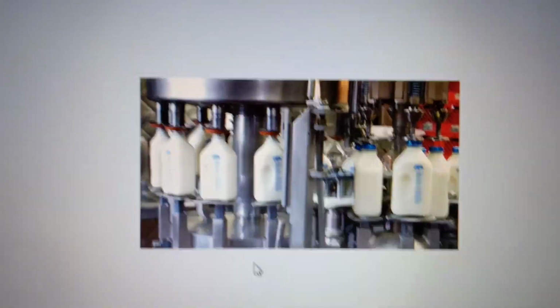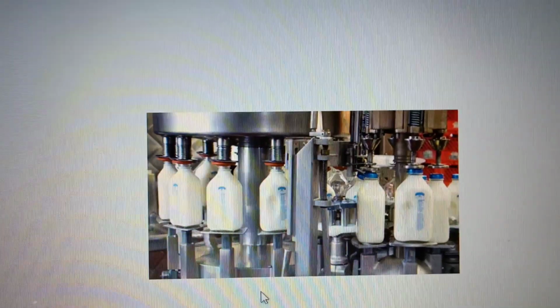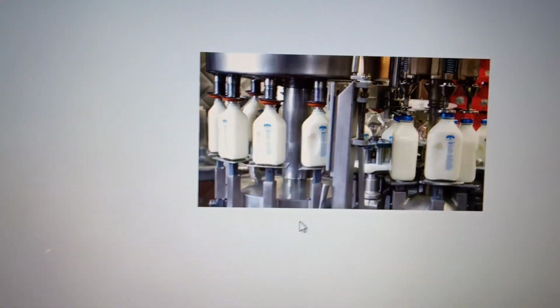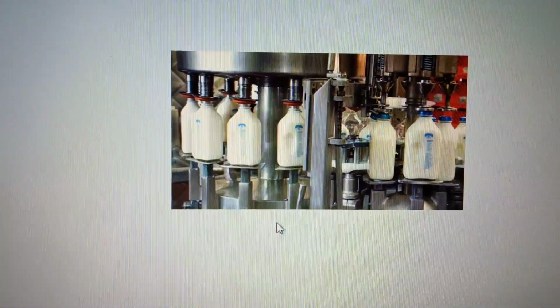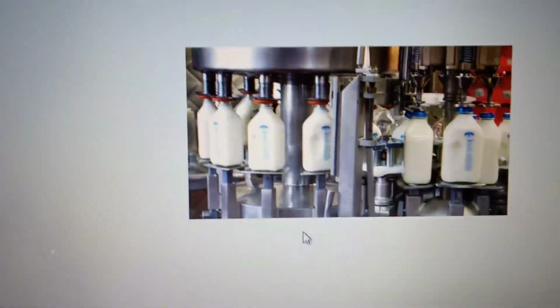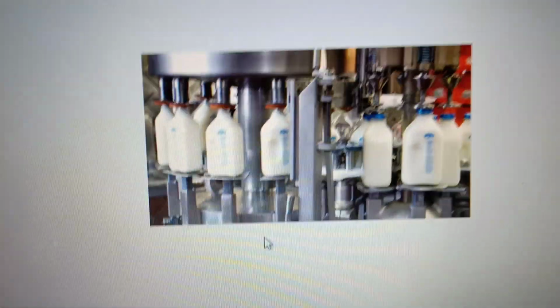I think you have seen on the cover that it says pasteurized milk. That kind of milk is free from microorganisms. This is how they do pasteurization. You can see a picture.